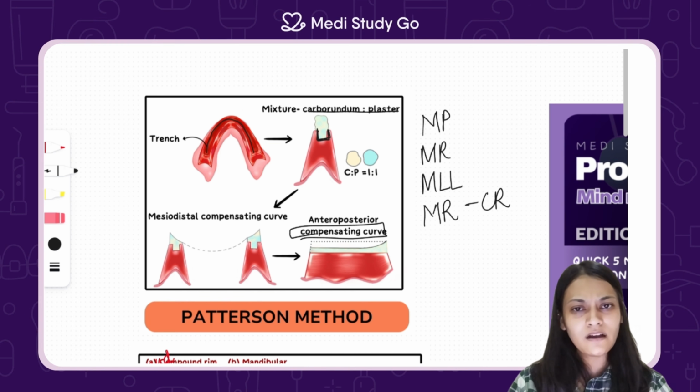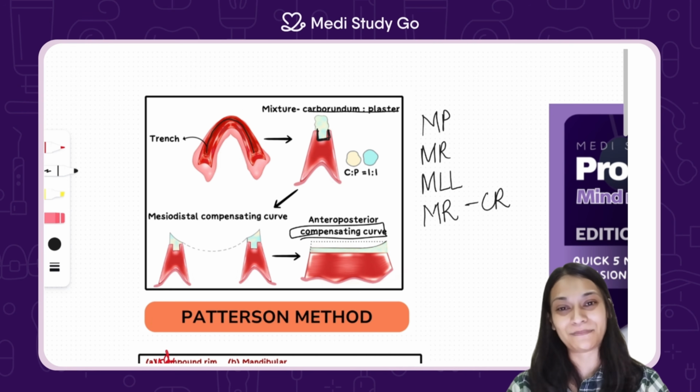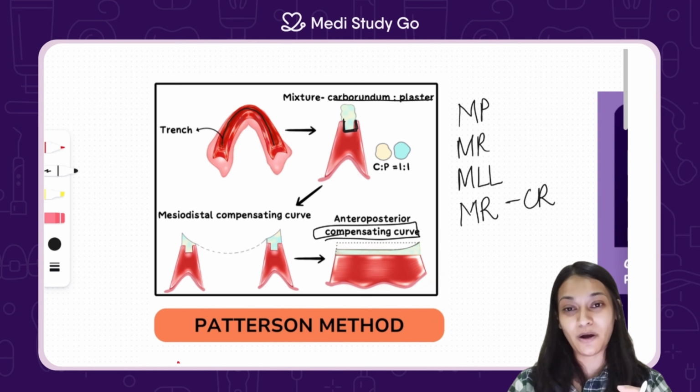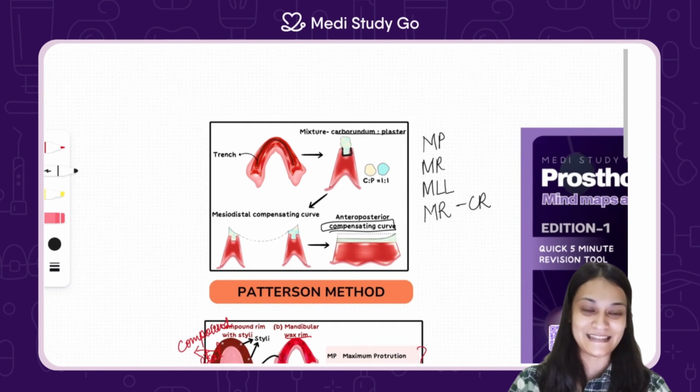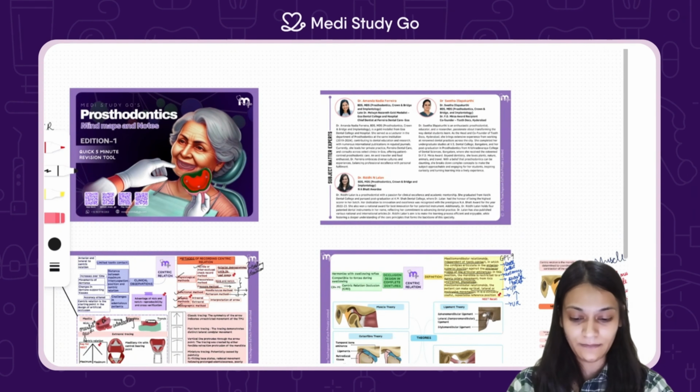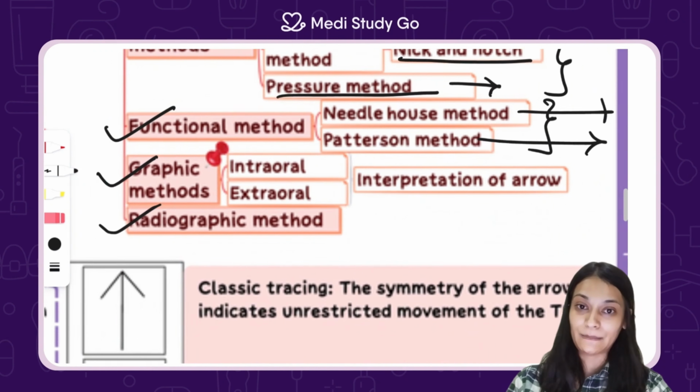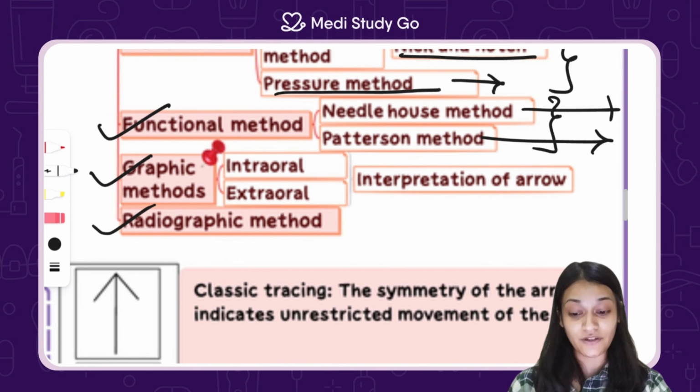How is the compensating curve going to help us determine the centric relation? If you want to know this, you have to go watch the video on compensating curves, in which I teach about each curve, the anterior posterior and the mediolateral curve, in detail. So this was about your functional method that is generated by the patient's function.